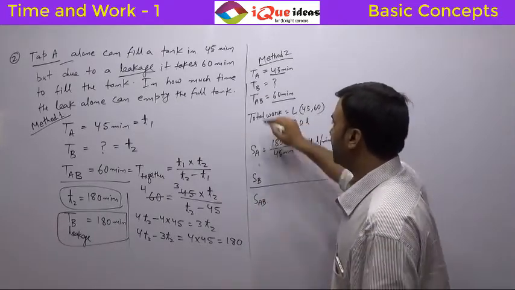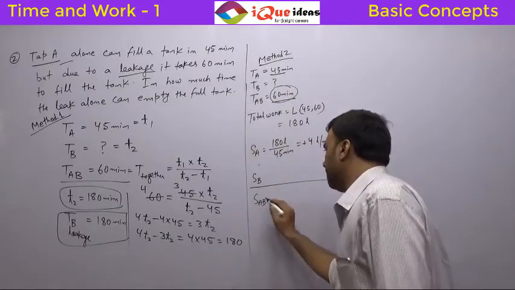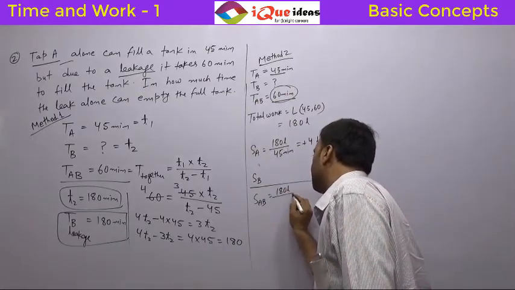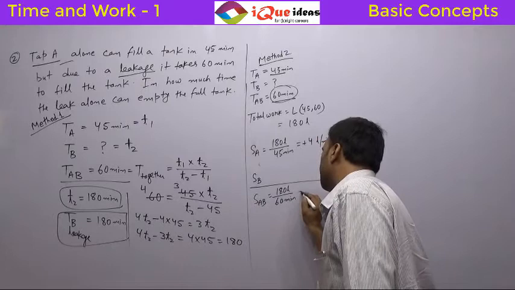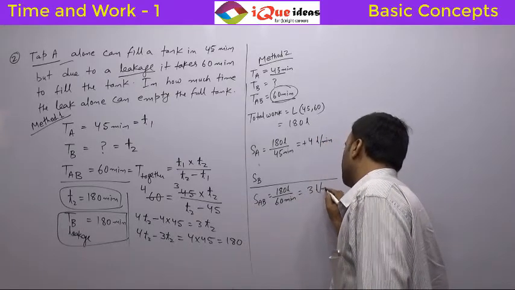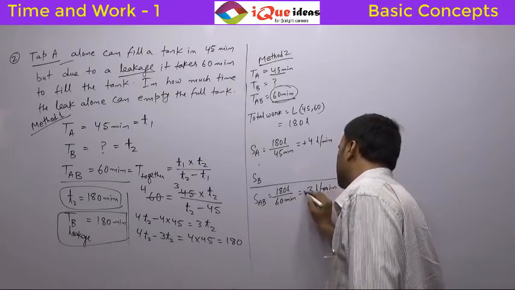Look at this very carefully. Time of A and B is 60 minutes. So the speed of A and B together will be 180 liters divided by 60 minutes, which is equal to 3 liters per minute. And the tank is being filled, so this is also plus 3.